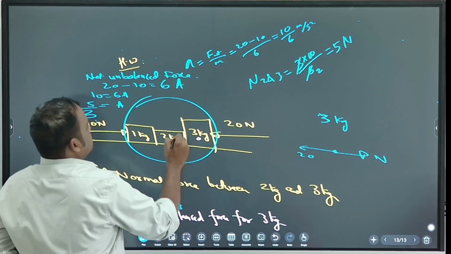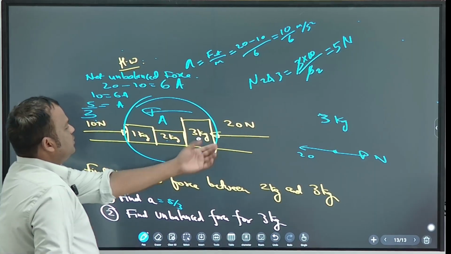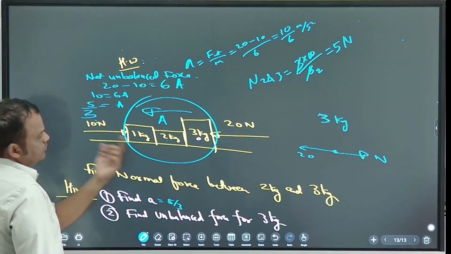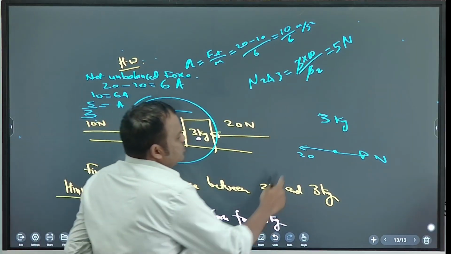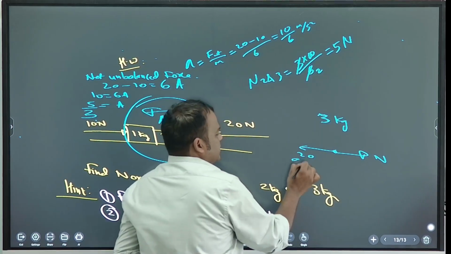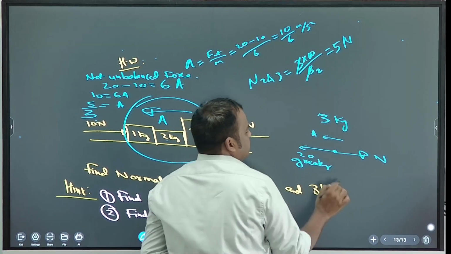And acceleration is left side. Acceleration is left side because the unbalanced force is where? Left side. So acceleration is where? Left side. So which force is greater? 20. 20 is greater because acceleration is left side.